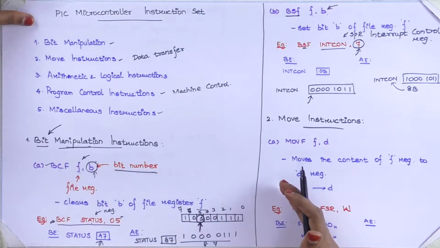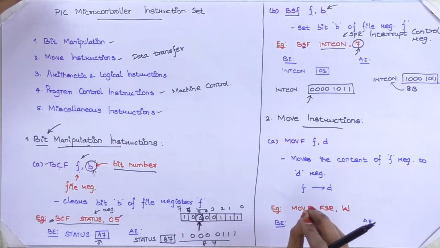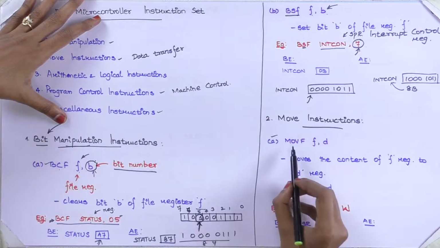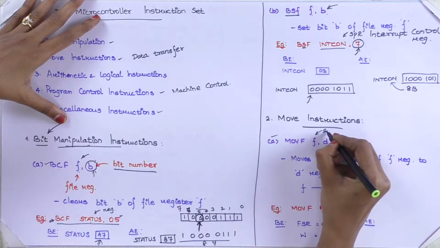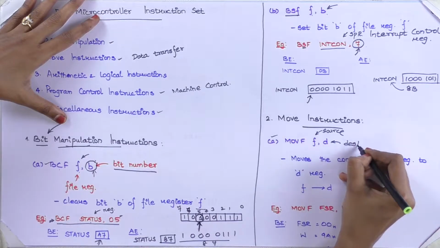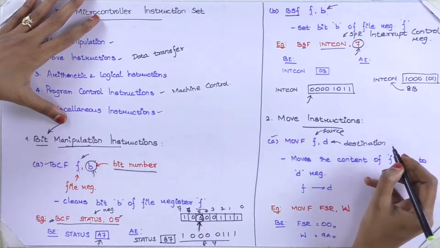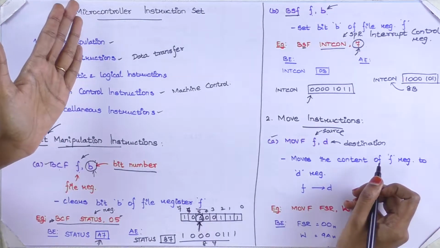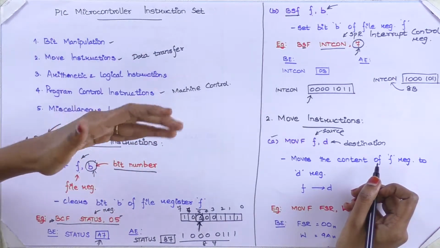So here we will use these move instructions to move data from one register to another register. Fine. So the first instruction is MOVF comma D. Here F is the source and D is the destination. So this is quite different from the instruction set of 85 and 86. In 85 and 86, first we mention the destination, then the source. But here in PIC, first we are supposed to mention the source and then the destination.